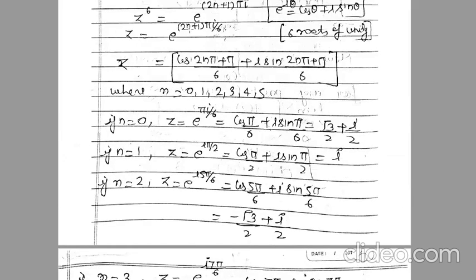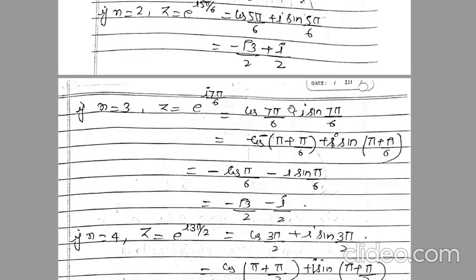Now, if n is equal to 3, so 3 into 2 plus 1, 7 pi by 6. So cos 7 pi upon 6 plus I sin 7 pi upon 6. So you can write 7 pi by 6 as pi plus pi by 6. Here pi plus pi by 6. So cos of 180 plus theta is minus cos theta. Sin of 180 plus theta is also minus sin theta. So cos pi by 6 value, sin pi by 6 value.